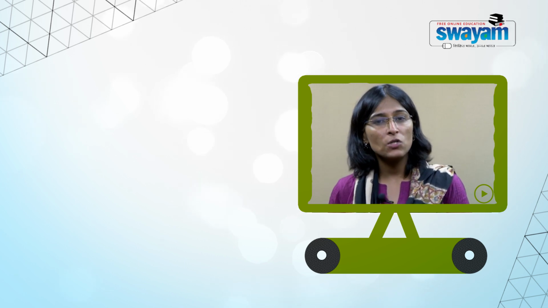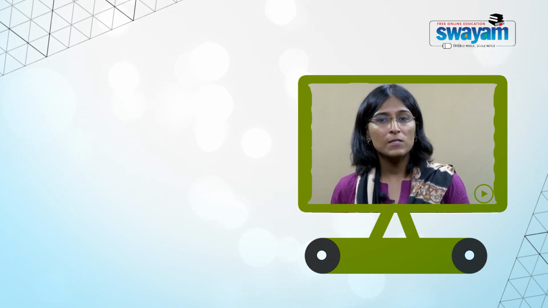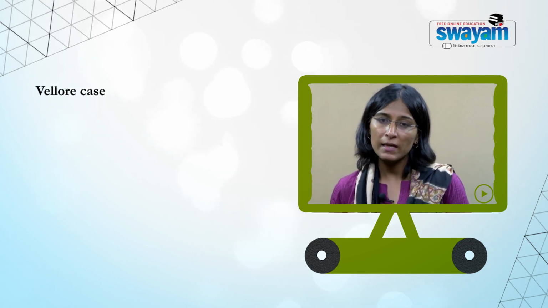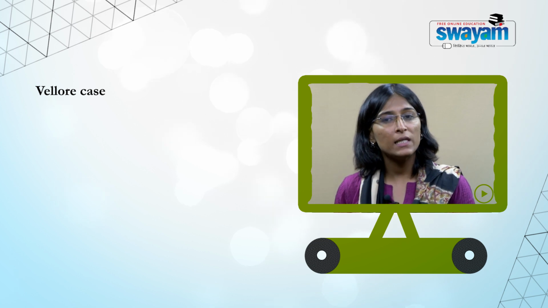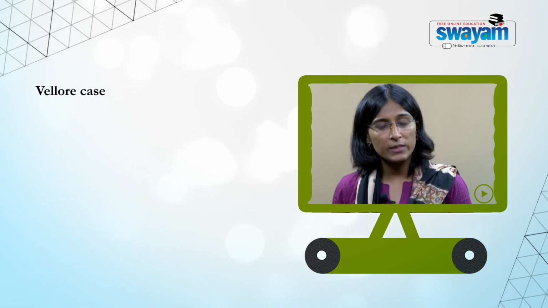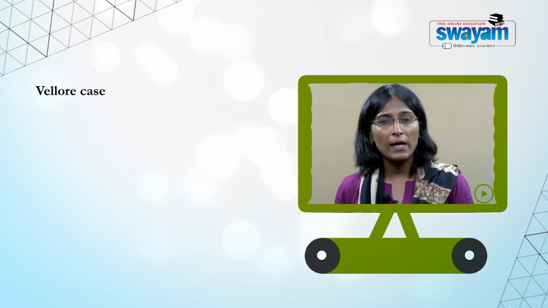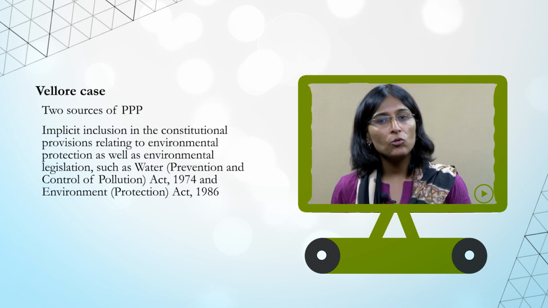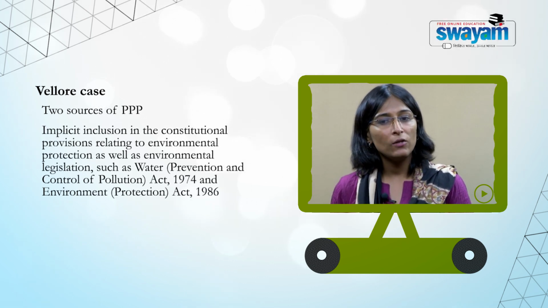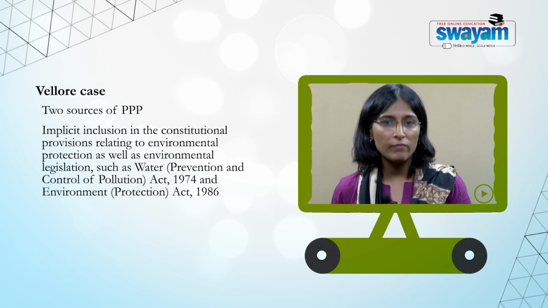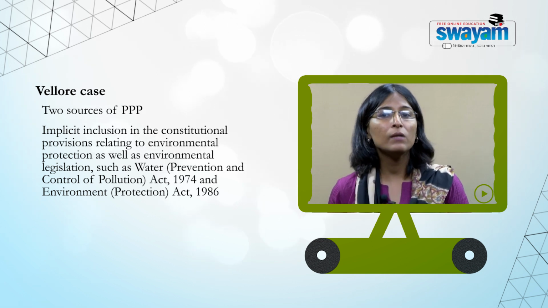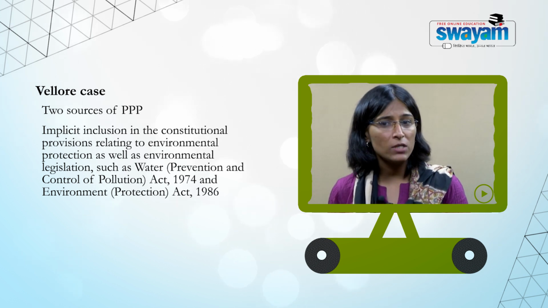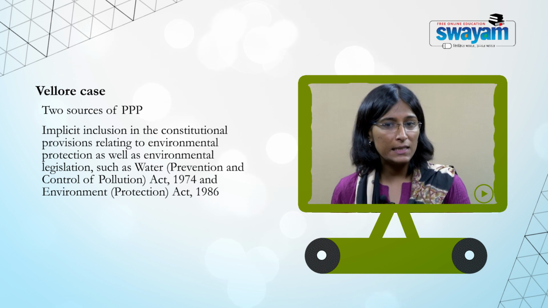The other important decision of the Supreme Court where the polluter pays principle was expressly mentioned for the first time is the Vellore case. In this case, instead of relying on the OECD and the European Community, as was done in the Bichri case, the Supreme Court relied on two sources of the polluter pays principle. Number one, implicit inclusion of the polluter pays principle in the constitutional provisions relating to environmental protection as well as in environmental legislation such as the Water Prevention and Control of Pollution Act 1974 and the Environment Protection Act 1986.